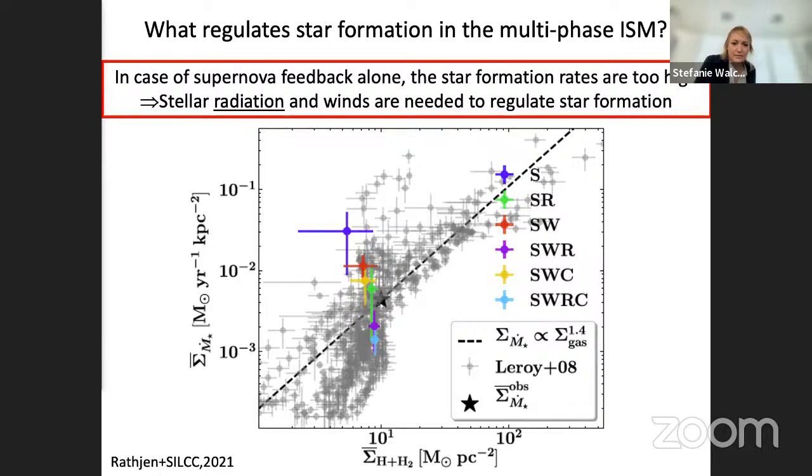Okay, but here we also don't include radiation pressure yet, which is another feedback mechanism. What I wanted to show is that this early feedback is very important. The radiation and the winds are extremely important, and with this you can produce star formation rates, averaged over a couple hundred parsec, which are in agreement with the Kennicutt-Schmidt relation.